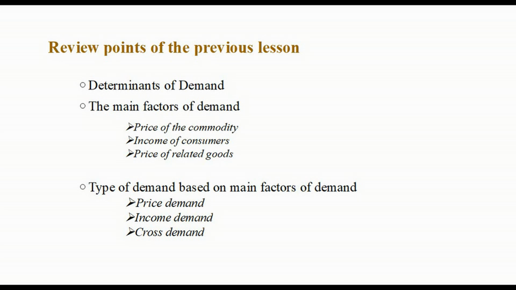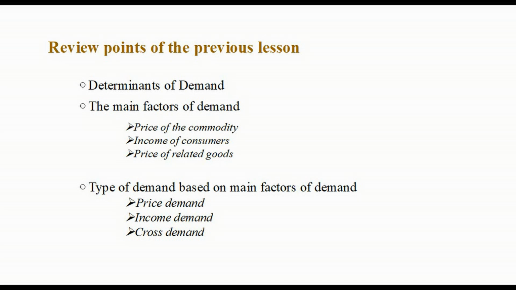Then, among these major factors, we selected three of them: price of a commodity, income of consumer, and price of related goods. These are taken as the three major factors that affect individual demand. Based on these factors, we constructed three different types of demand: price demand, income demand, and cross demand.